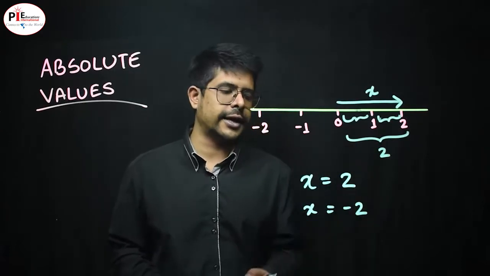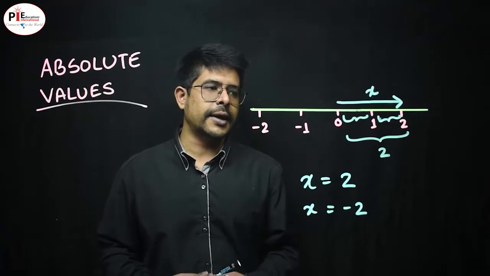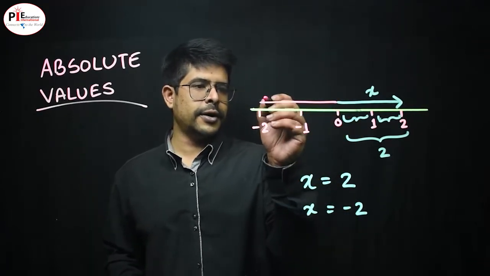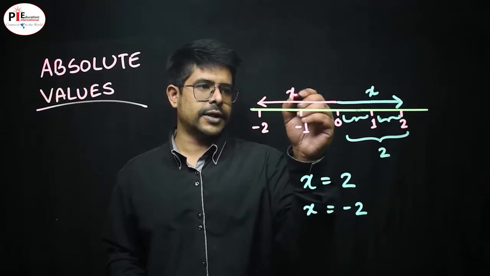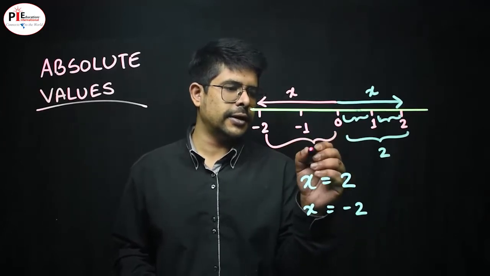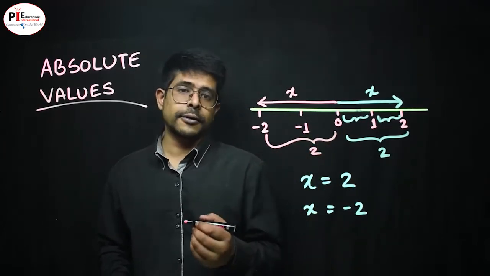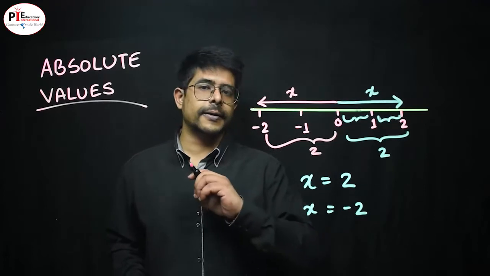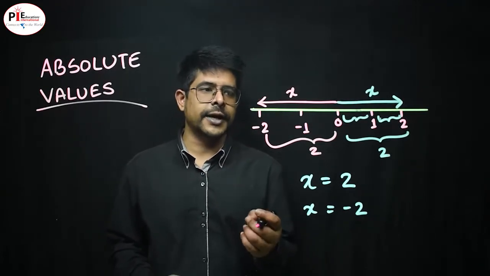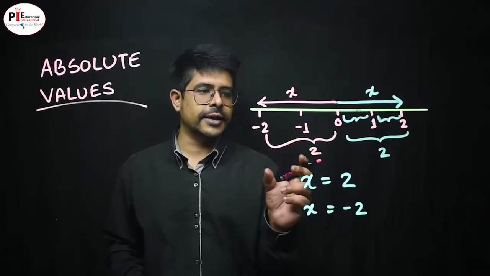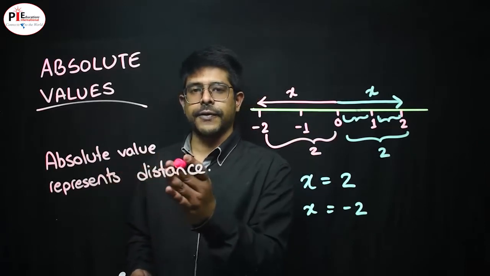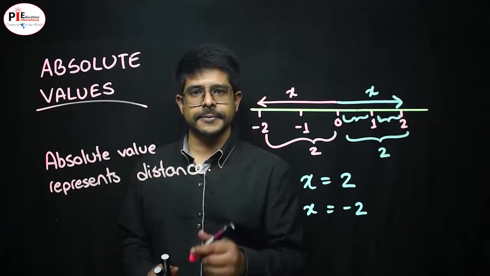Similarly, if we consider x equals minus 2, then it has gone from here to here for this value of x. And how many units has it gone? Similarly, just 2 units. Absolute value doesn't consider the direction, the negative or the positive. It just considers the distance that it has covered. So we can say absolute value represents distance.